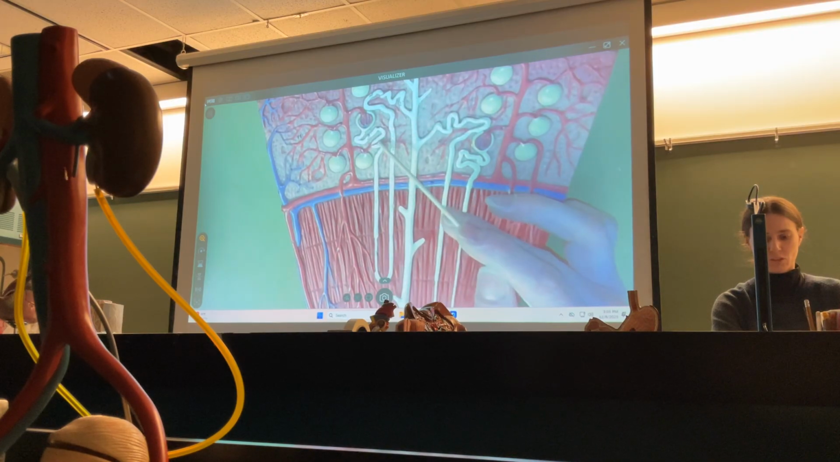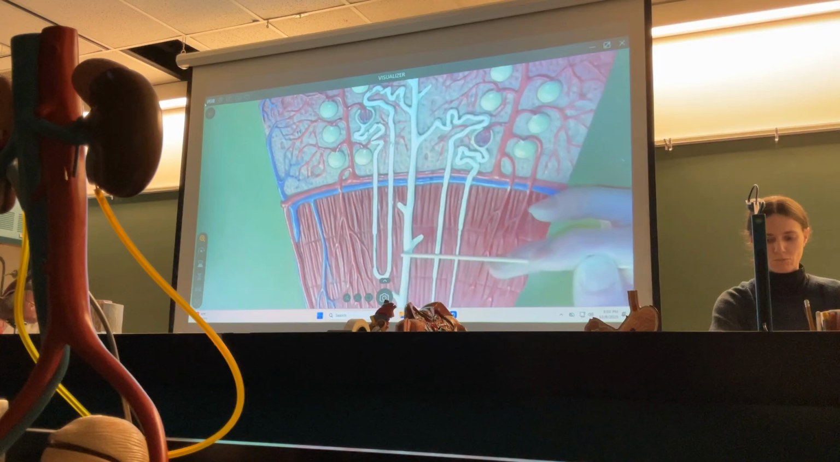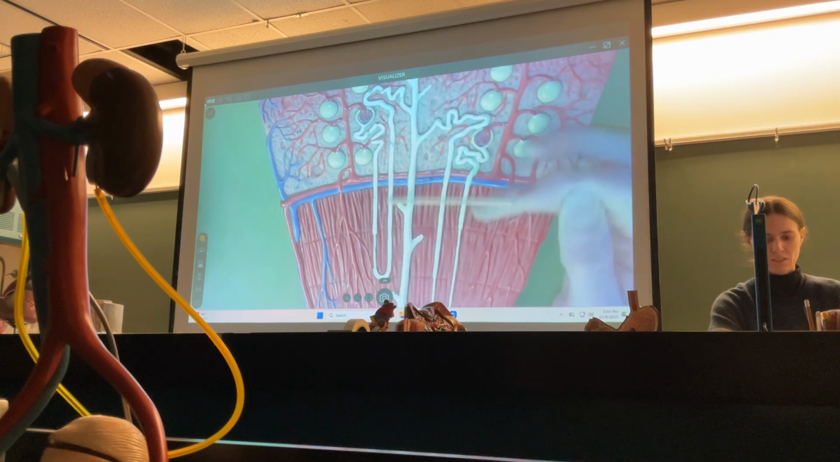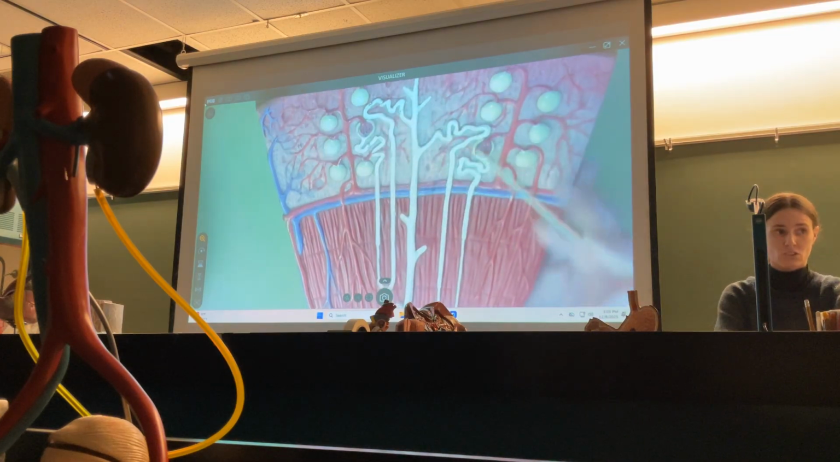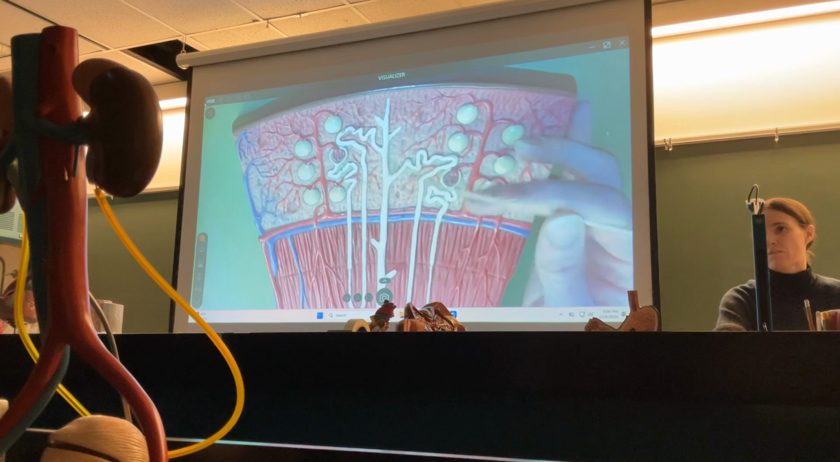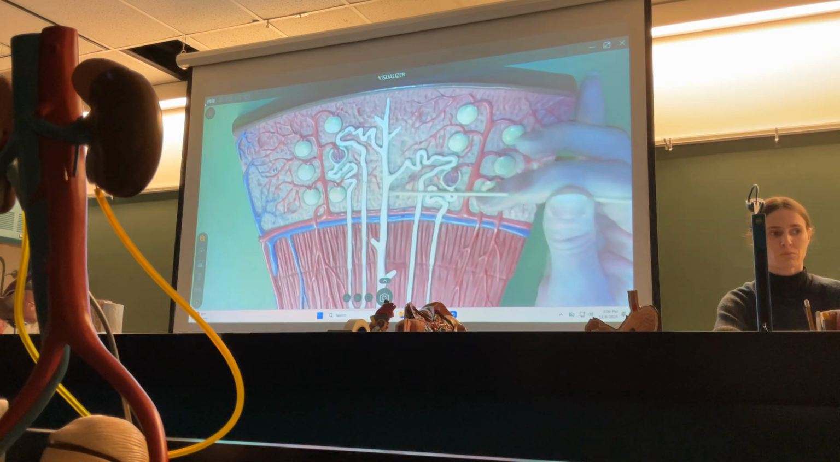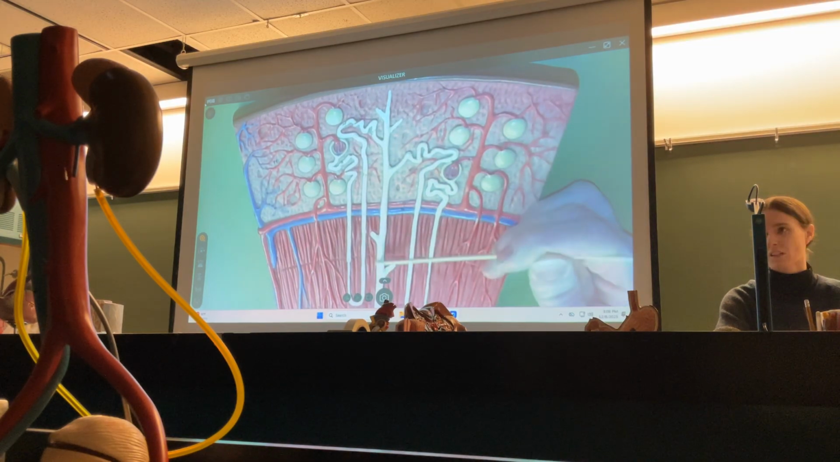So this structure that branches immediately off of the Bowman's capsule is the PCT, that is the proximal convoluted tubule, and then you head into the loop of Henle, and then into the distal convoluted tubule. And that marks the end of the nephron because this structure is not part of a single nephron. It collects the filtrate made by multiple nephrons. What is this thing again? The collecting duct.